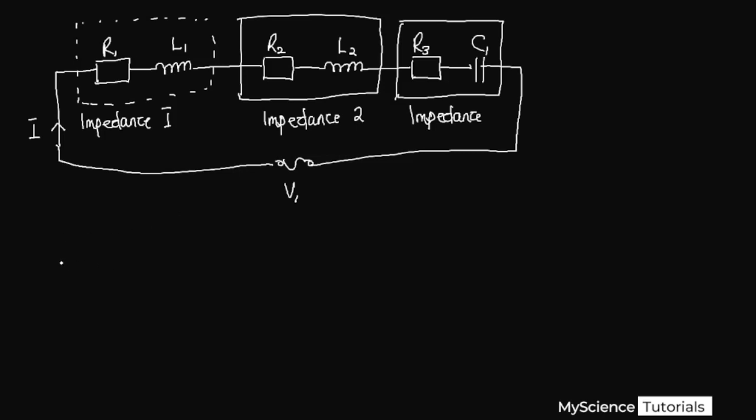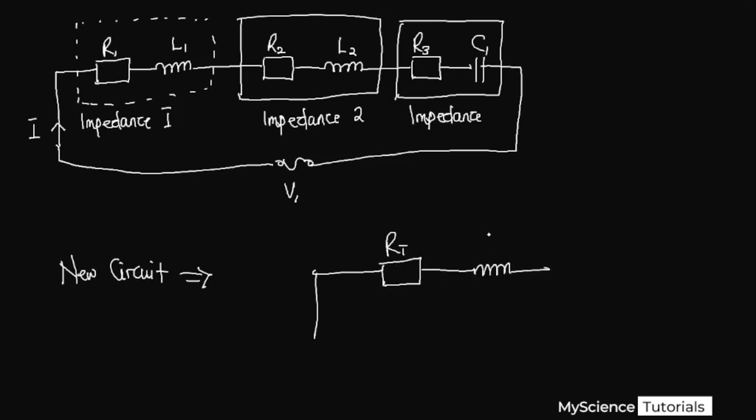So overall, our new circuit will look something like this. We are going to have a simplified circuit with just one resistor, which I'm going to call RT, and then one inductor, which I'm going to call LT, and then one capacitor connected in series. I'm going to call it CT.